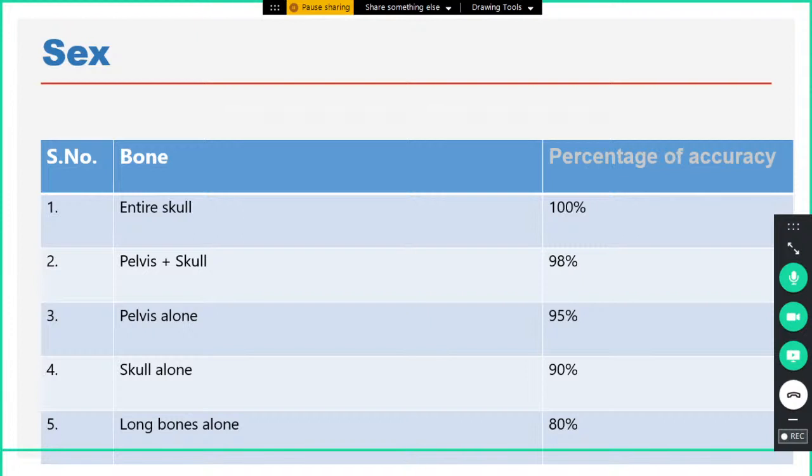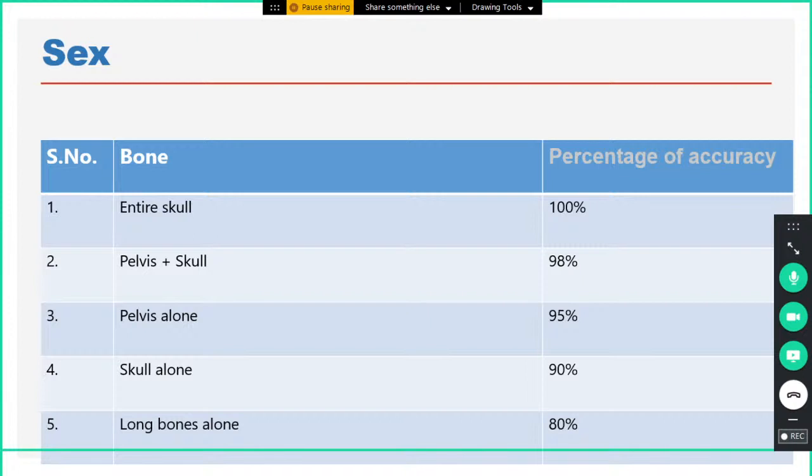Now the determination of sex. When the body gets mutilated in a mass disaster, and if you get only the skull of a person, it has 100% accuracy to determine whether it is of a male or a female.